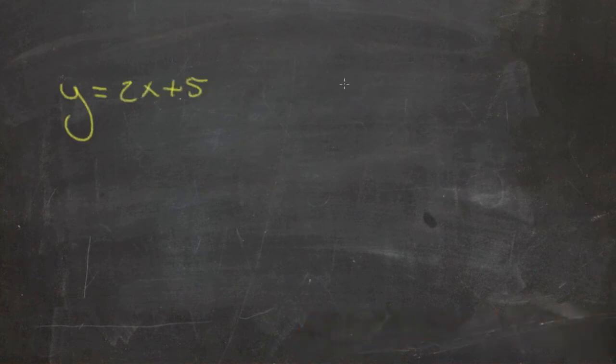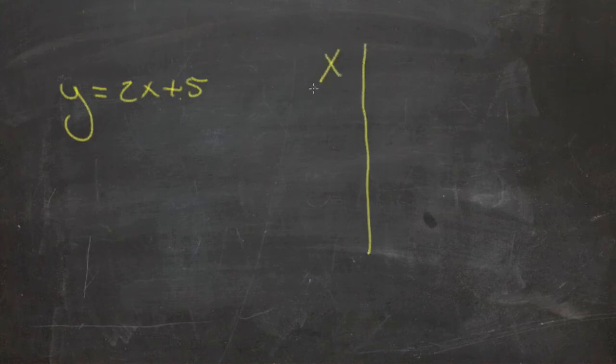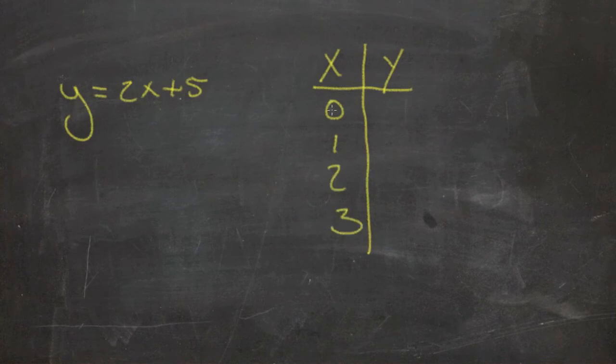And what we're going to do is make a table of values where we substitute a value in for x and then run it through the equation and see what number comes out on the other end for y. So let's start with x is 0, and then we'll just do 1, 2, and 3. So when x is 0, we get 2 times 0, you can see we substituted it in there, plus 5. 2 times 0 is 0, plus 5 is 5.